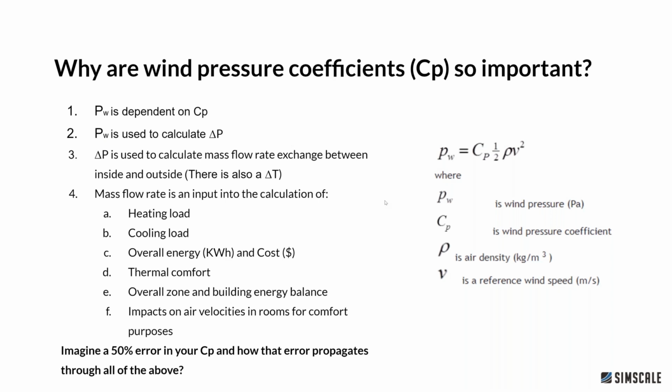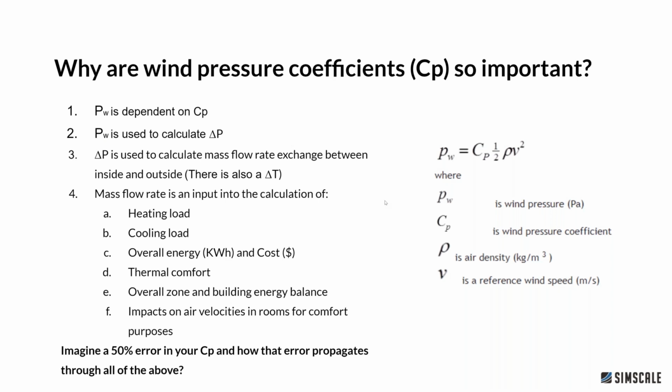Now, just look at that equation again on the right-hand side. You can see Pw, which is the wind pressure, equals Cp, which is the pressure coefficient, multiplied by various other variables and constants. Just imagine if there was a 50% error in your Cp value. Your Cp is the wind pressure coefficient, okay? So imagine that Cp is off by 50%. Imagine then how that error propagates through all of the above.